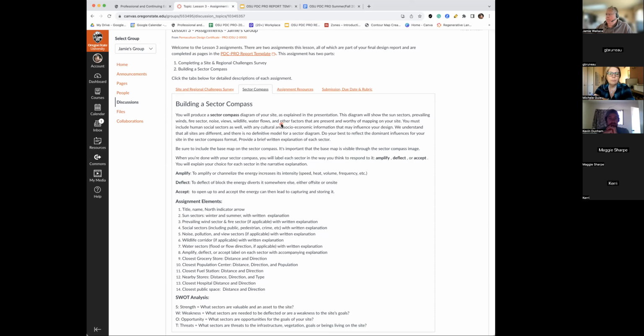These are some of the things we want to think about when we're putting together our sector compass. And let's see here. So we want social human sectors as well. Not only do we want to identify those, but we also want to identify our approach to them. So how are we going to respond to these?